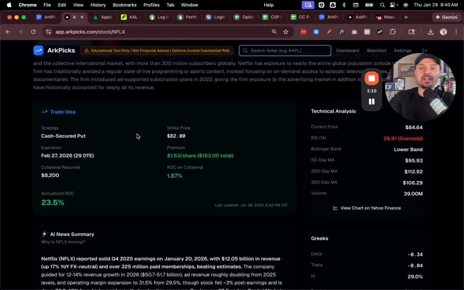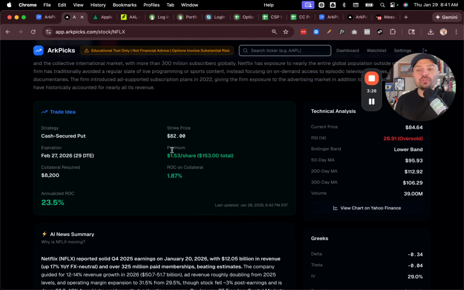Obviously, that is not financial advice. This is just roughly the return on collateral you can see based on the conservative approach that we take with the Ark Options Strategy, which is typically around that 25 to 35 delta range, is usually what we like to target on a 30-day period.